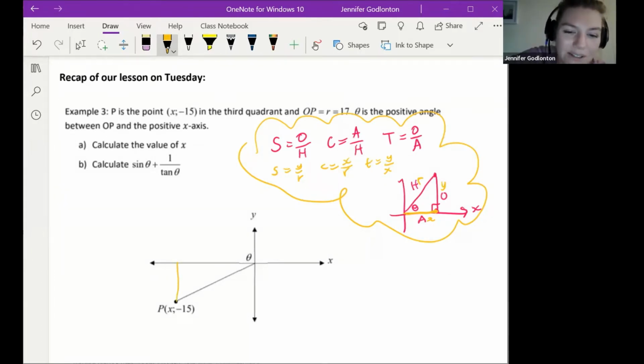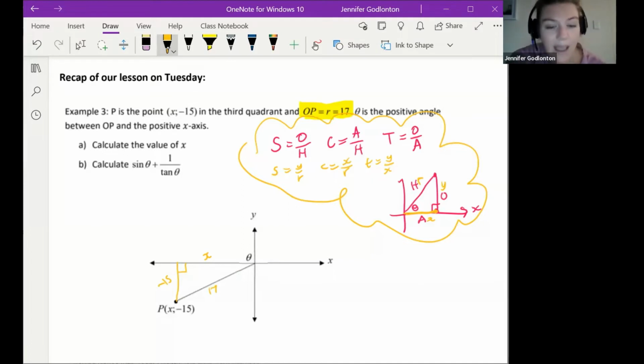Okay, so what we need to do now is put this information into this new triangle that we've got down here. So let's read everything they've given us. They've told us that we have x and negative 15, which means x we don't know. Y is negative 15. But they've also told us some important information up here. They've said that OP is equal to R and R is equal to 17, which means that this guy down here is 17.